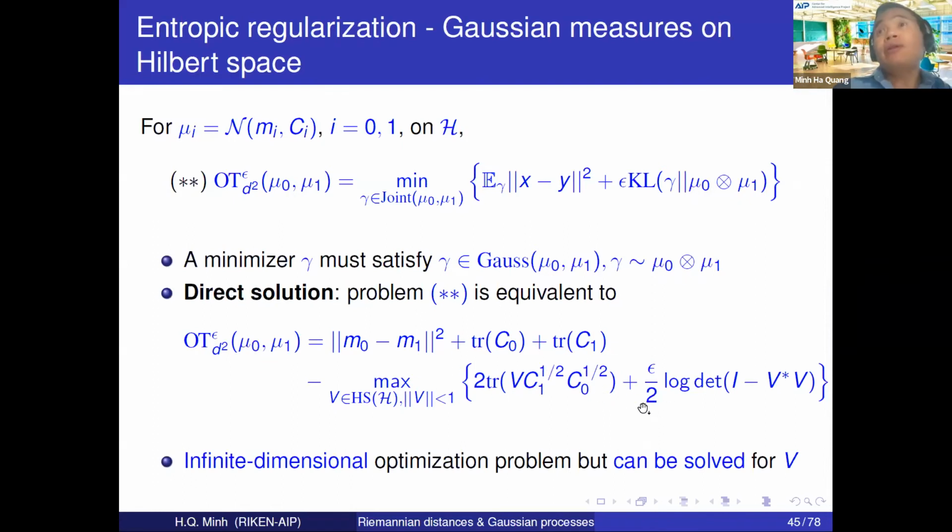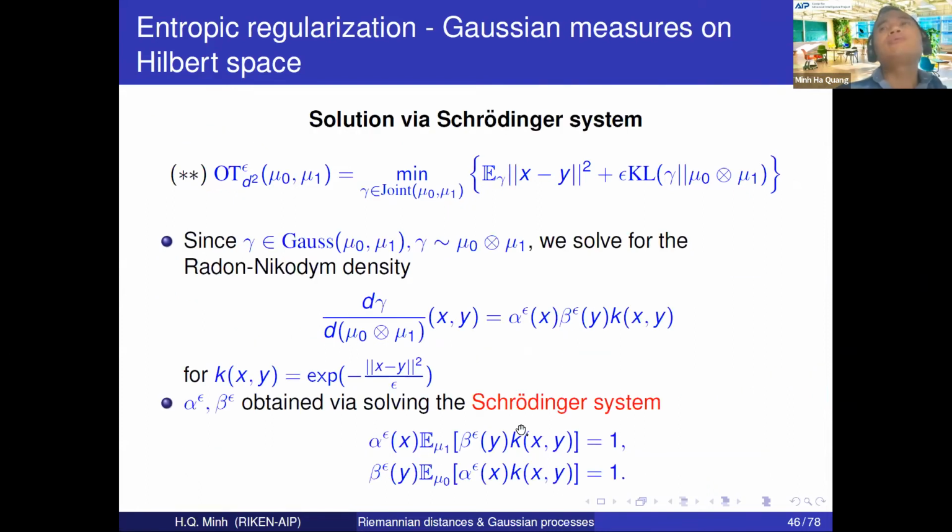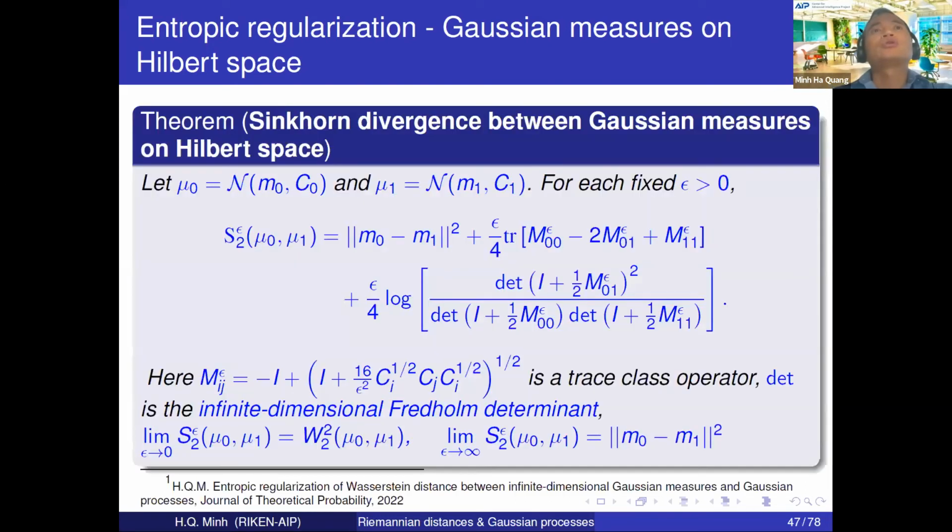This is an infinite dimensional optimization problem, but it can be solved explicitly, and we can obtain the solution. A different way to do it is to solve something called the Schrodinger system, so that we can solve for the density of this gamma here. There are at least two ways to find the solution. Okay, so this is the solution here. We can have a closed form formula for the minimizer gamma as well.